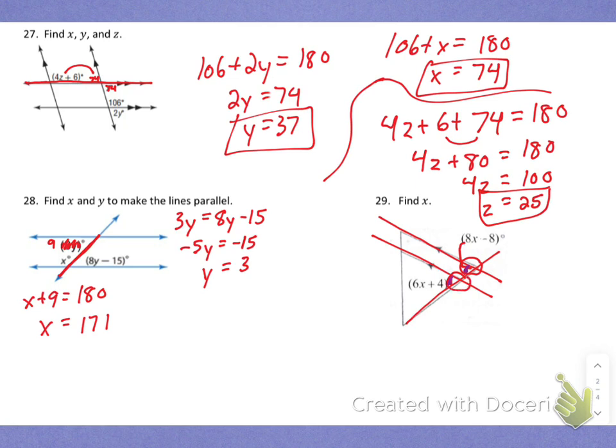So I'm just going to set 6x plus 4 equal to 8x minus 8. I'm going to minus the 8x on each side, so it would be negative 2x plus 4 equal to negative 8. I'm going to minus 4 on each side, so negative 2x is equal to negative 12. And then when I divide that by negative 2, x is going to be equal to 6.